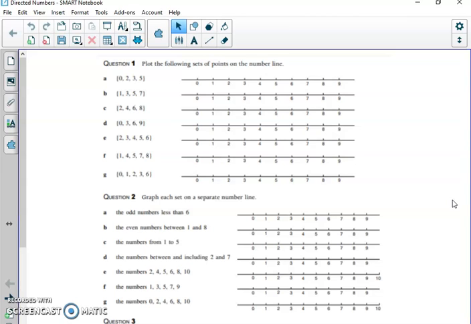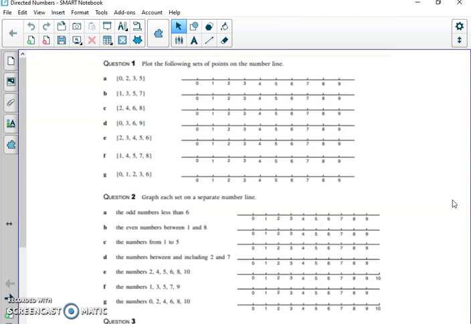Now, directed numbers is kind of an interesting topic because when you studied it in a math class, we called it integers. So directed numbers, integers, basically the exact same thing. We're looking at positive and negative numbers.